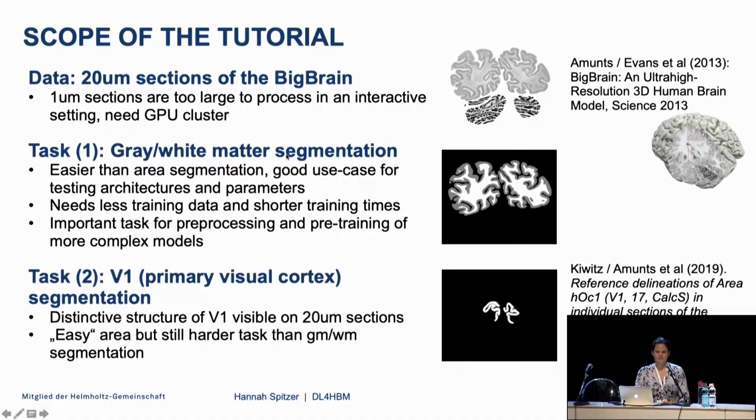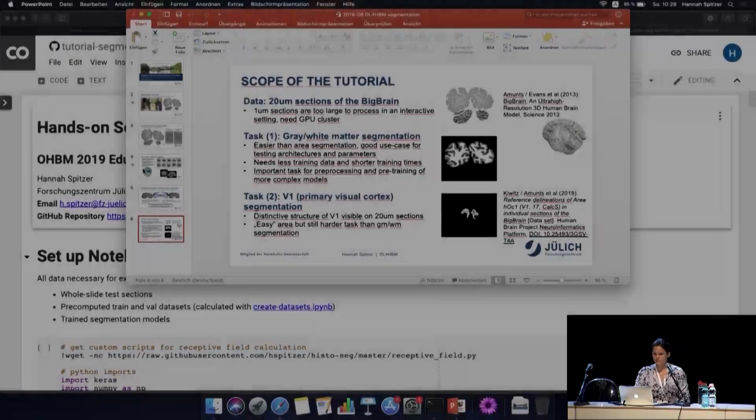The gray-white matter segmentation comes from a segmented volume of the BigBrain, which is also available on the FTP server where you can find the BigBrain. And the V1 segmentation has recently been made available in the HBP project. So it has a DOI, and you can download it from the web pages of the Human Brain Project. Okay, so these were my introductory slides. Let's jump over to the notebook.